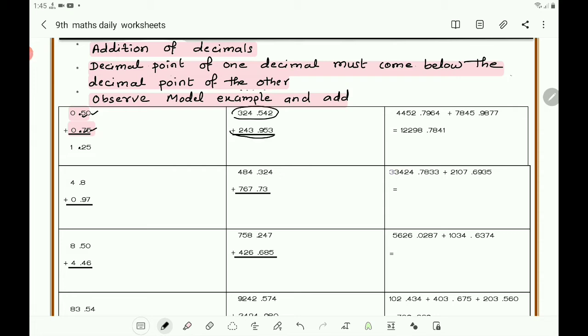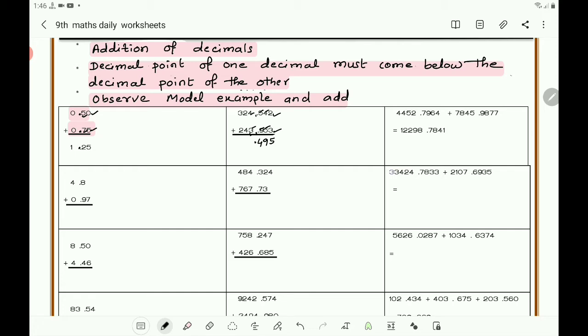Children, take one more model example. 324.542 plus 243.953. Here also the decimal points are one below the other. Now add these 2 and 3. 2 plus 3 is 5, right? And 4 plus 5 is 9. 5 plus 9 is 14. You write 4 here and write the decimal point and 1 carry.